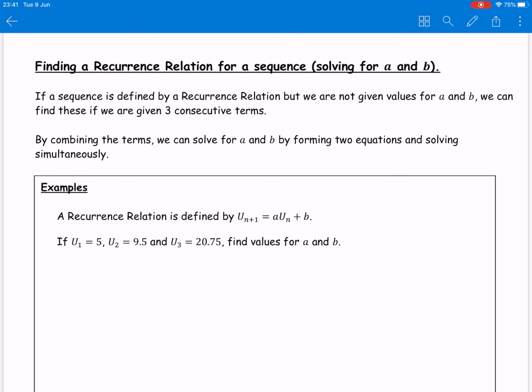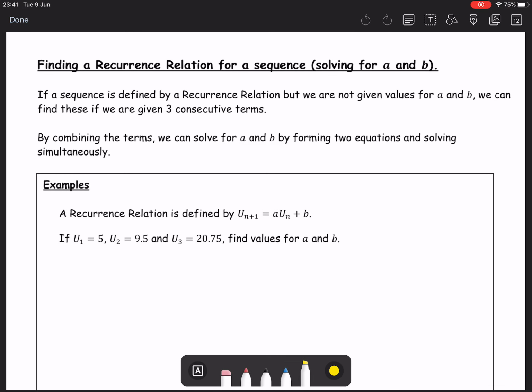Hi pupils, here's our next and final video on recurrence relations, and this is generating a recurrence relation using 3 consecutive terms, i.e. you're finding the a and b values of your linear sequence. It is very significant that the question will give you 3 consecutive terms, because in a recurrence relation we talk about the next term in the sequence being based on the previous term. So there has to be a connection of consecutive terms to allow that.